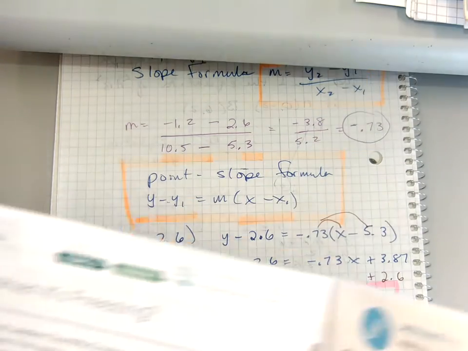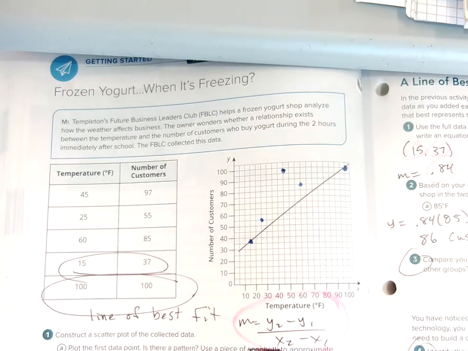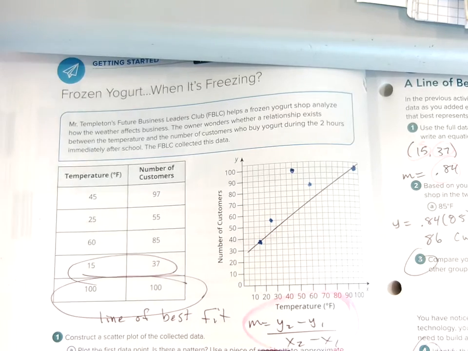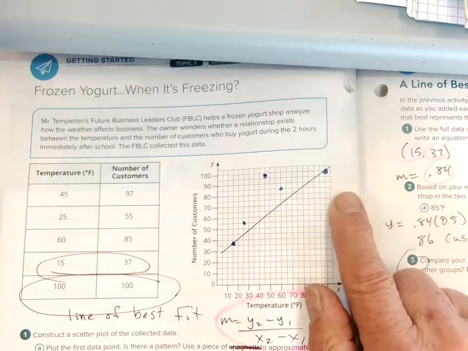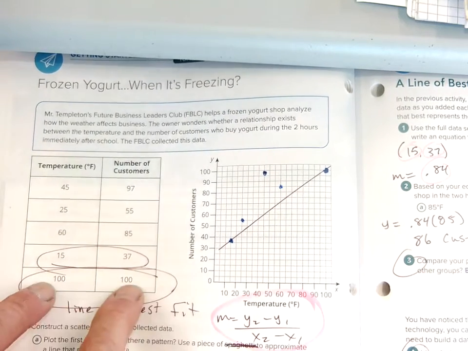Then we went to the book after all that. We look, okay, well, what happens when you get something like this? So we graph these 5 points, but they don't graph very well. They're not in a perfect line. So what I did is I said pick any 2 points. So these are the 2 points I picked right here. So I wrote down the 2 points, 15, 37, and 100, 100. Those are the 2 points.